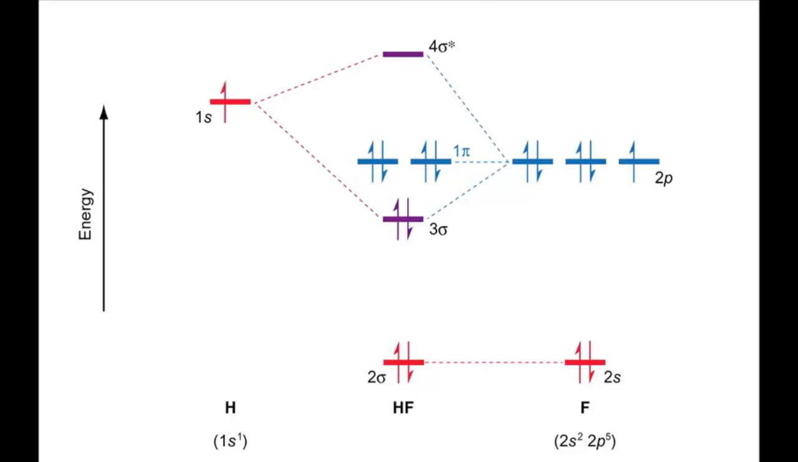Since non-bonding orbitals don't contribute to bond order, there's one filled bonding orbital, the 3 sigma, and no filled antibonding orbitals. This means that HF has a bond order of 1.